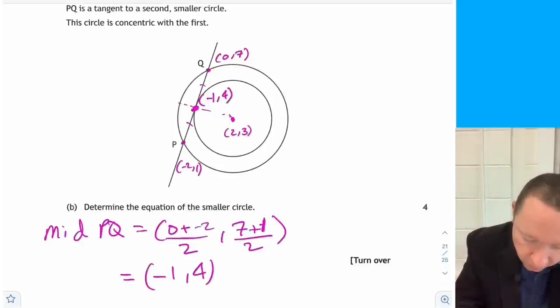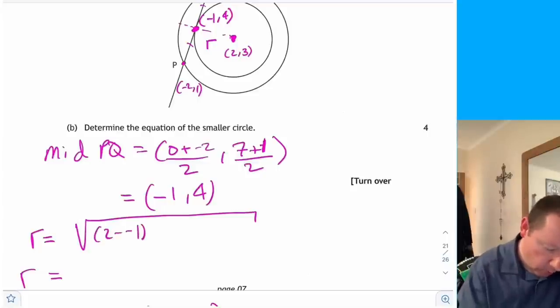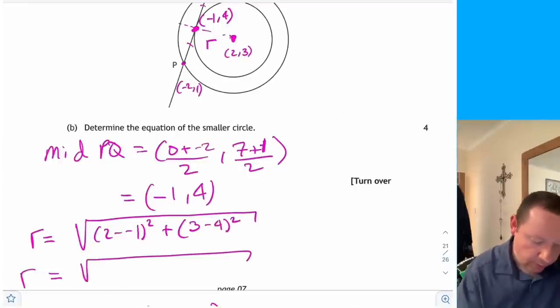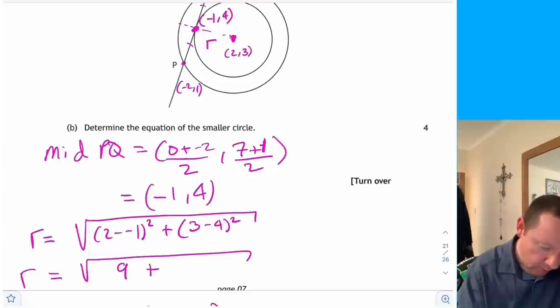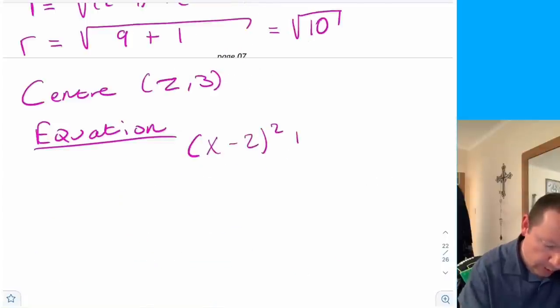So now we have the midpoint and we have the centre. We can work out the radius using the distance formula. We have the square root of x2 minus x1 squared, so 2 minus minus 1 squared, plus y2 minus y1 squared, so 3 minus 4 squared. That gives me the square root of 3 squared, which is 9, plus minus 1 squared, which is 1, giving you a radius of the square root of 10. So our equation is x minus 2 squared plus y minus 3 squared equals root 10 squared, which is 10.